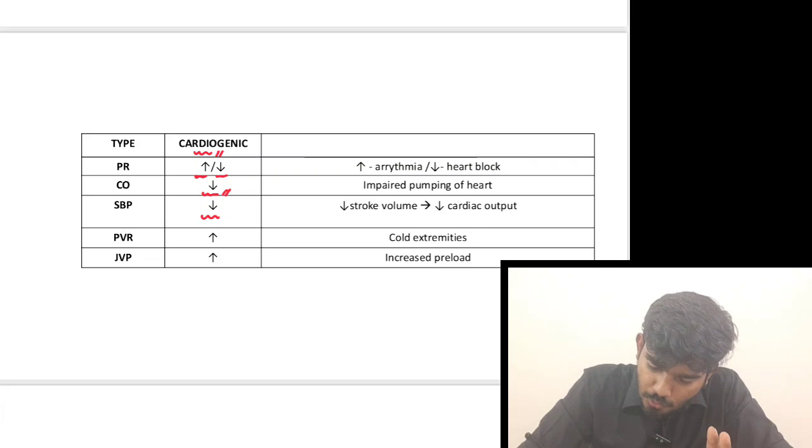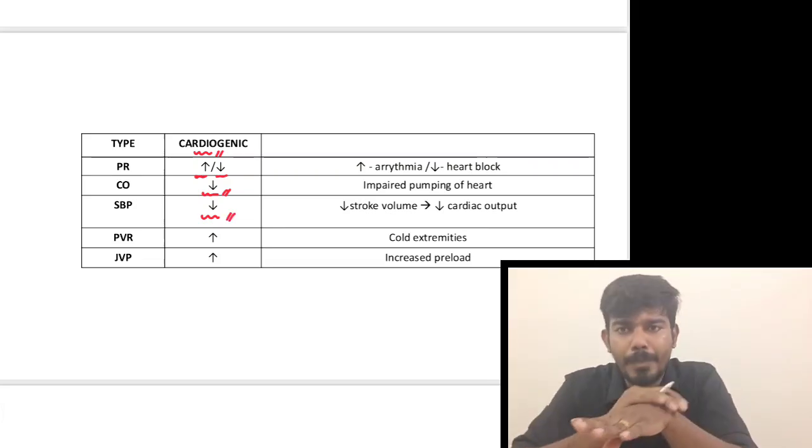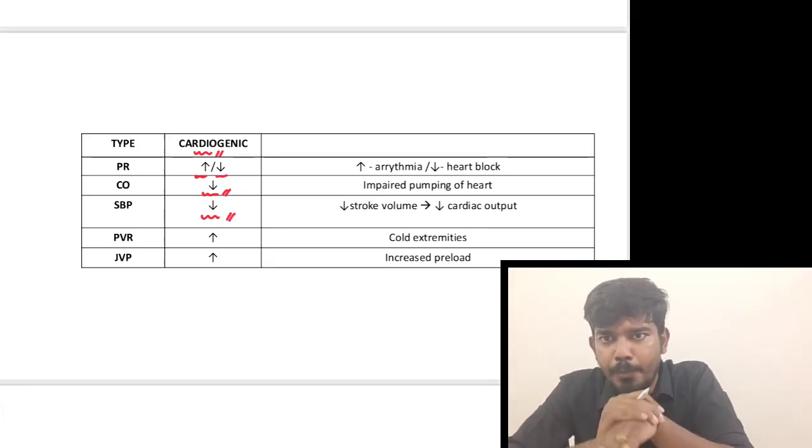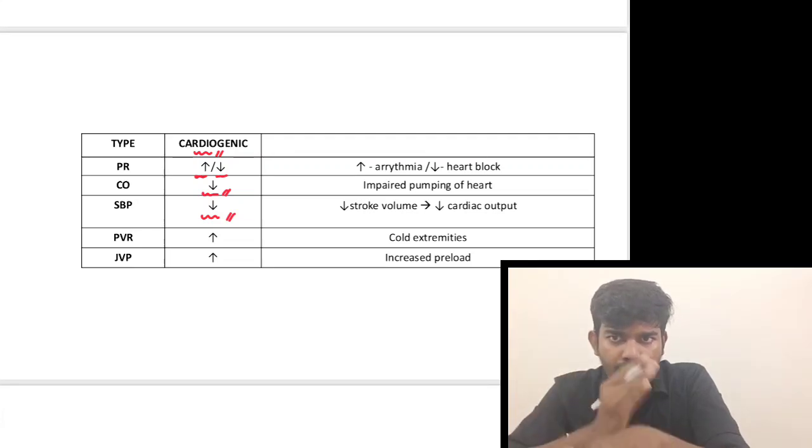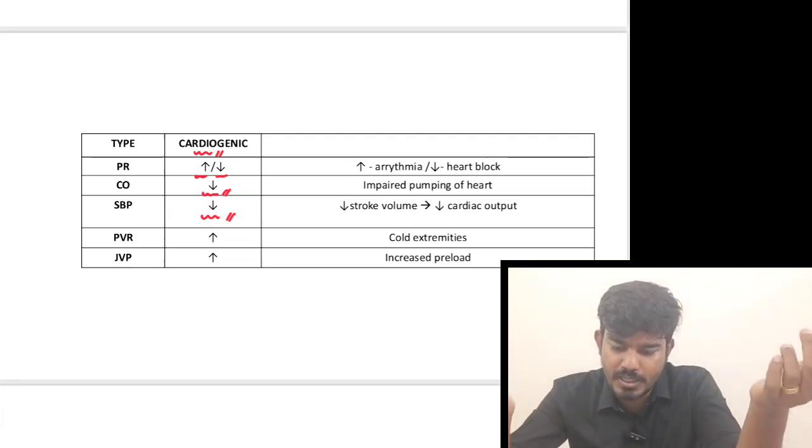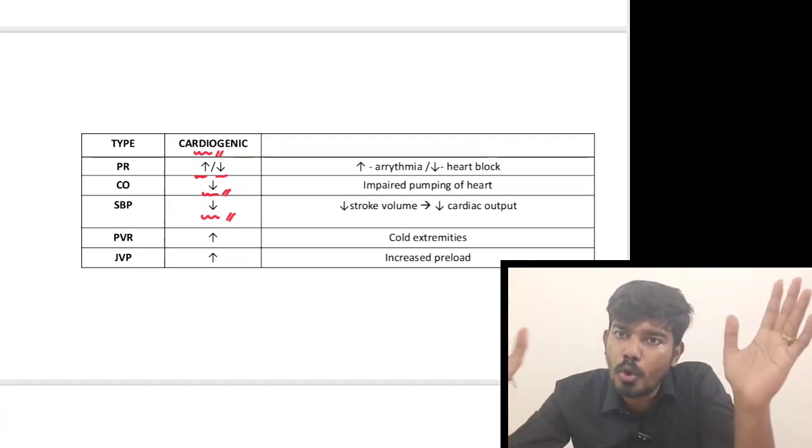Systemic blood pressure also will be less. The patient will have increased peripheral vascular resistance, similar to hypovolemic shock. The blood going to the periphery is all cut off. So peripheral vascular resistance will be high, and the patient will be having cold peripheries.